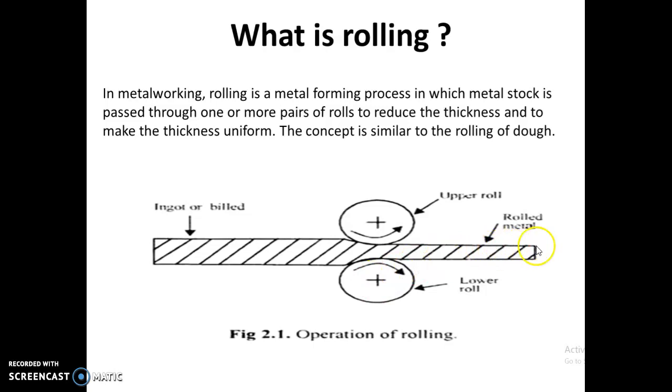The workpiece is passed through the roller, that is, fed inside the roller. So the workpiece is passed in between the rollers. When it passes between the rollers, the thickness will be reduced. So to reduce thickness and to make thickness uniform, rollers are used to reduce the thickness of the workpiece.